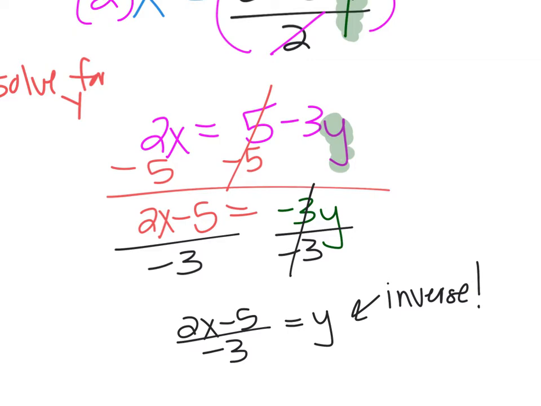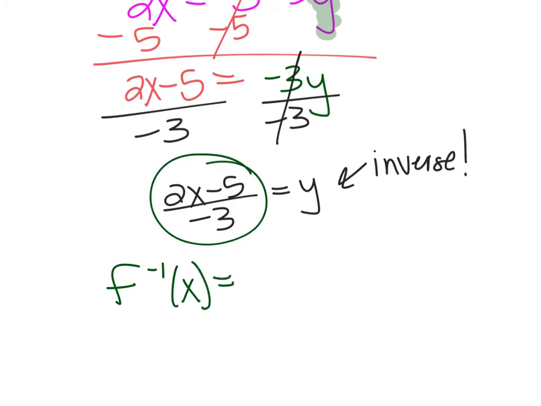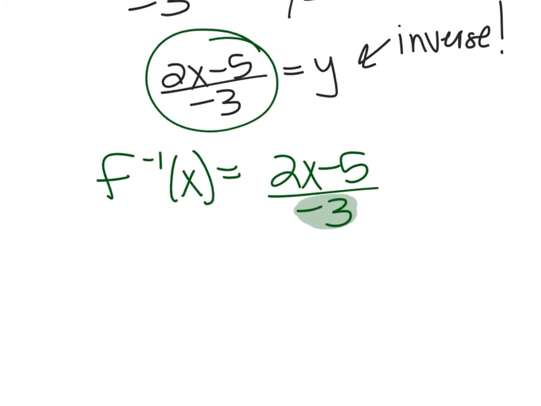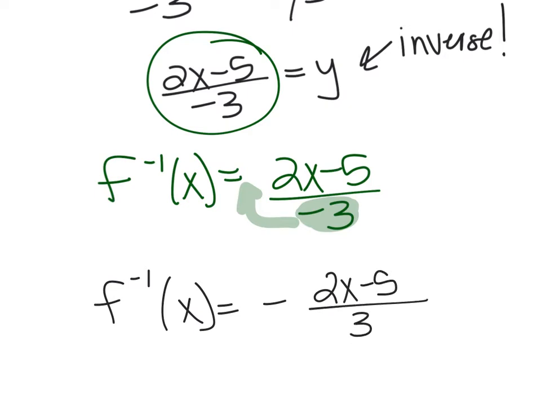So we're going to go ahead now and switch back into function notation and say that the inverse function of x is (2x minus 5) divided by negative 3. Now, this is a good answer. However, sometimes that negative will not be left in the denominator. We just want to pull that negative out in front. And so the way this could also be written is that the inverse of x is negative, and then (2x minus 5), and then divided by 3. So either of those are correct.